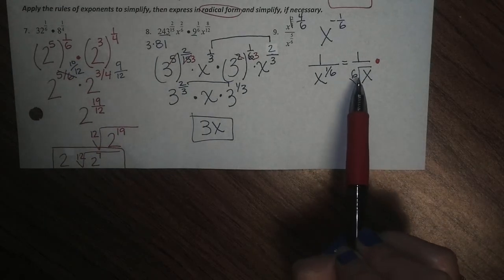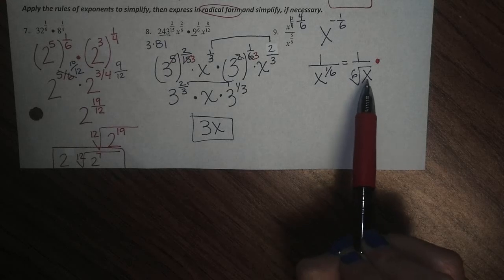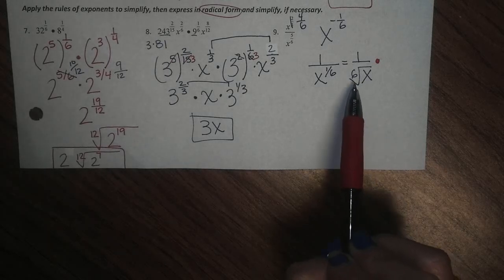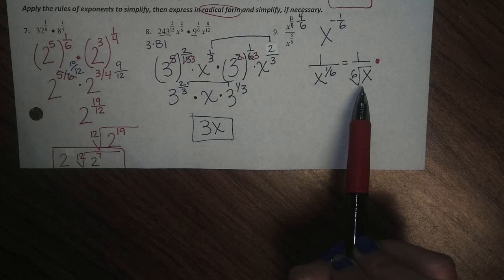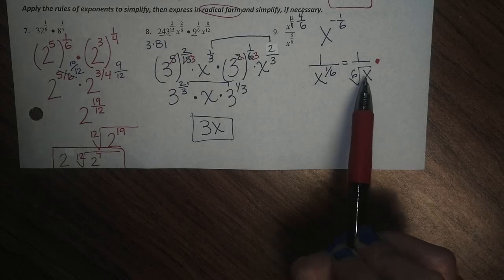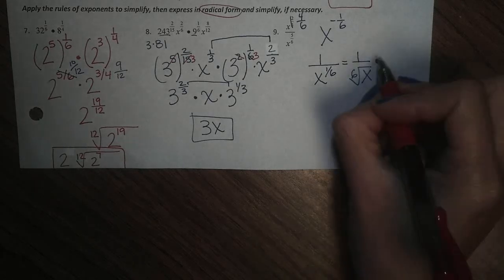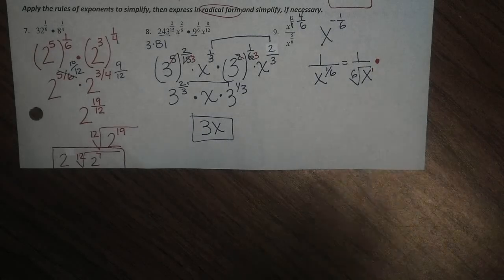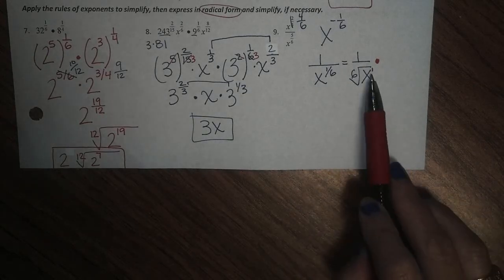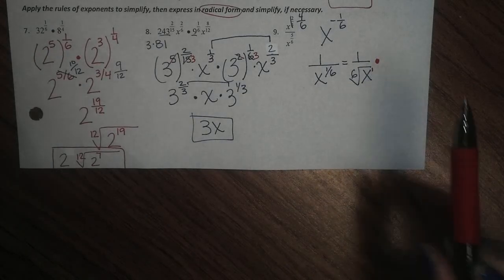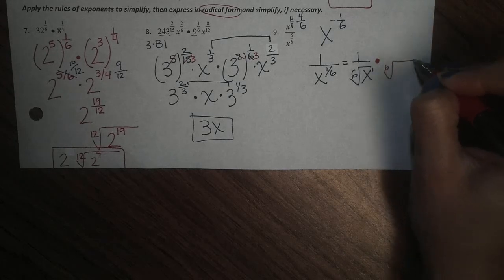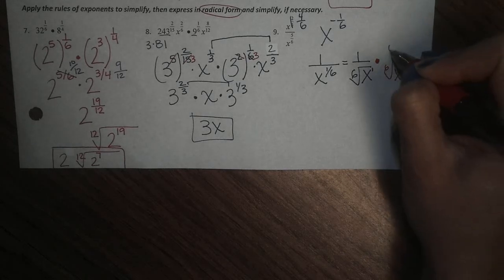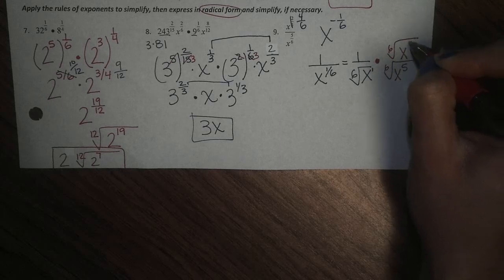And here's what I said earlier. If you have a 6th root, then you want the denominator to be a multiple of 6. So the exponent, you want the exponent to be a multiple of 6. Right now, my exponent is just x to the 1st. So what I'm going to do is multiply by x to the 5th. Or actually, the 6th root of x to the 5th.